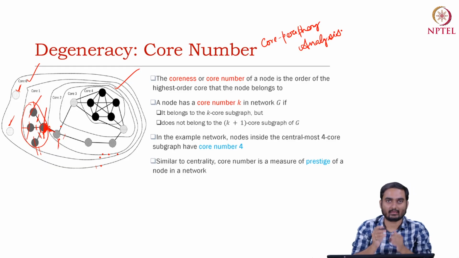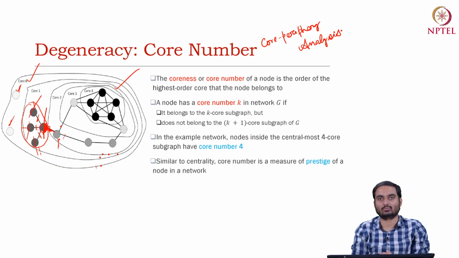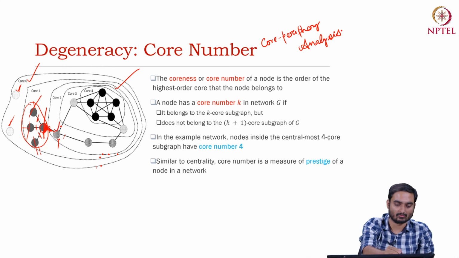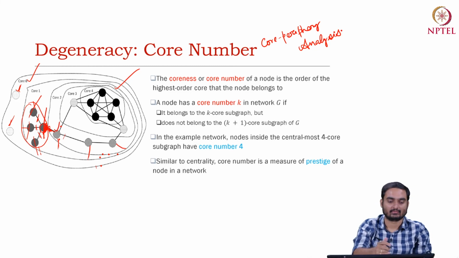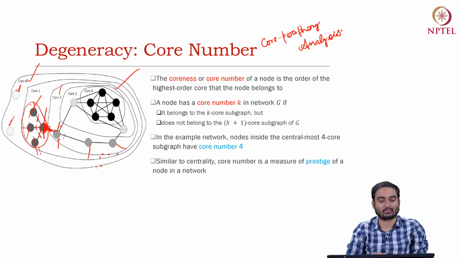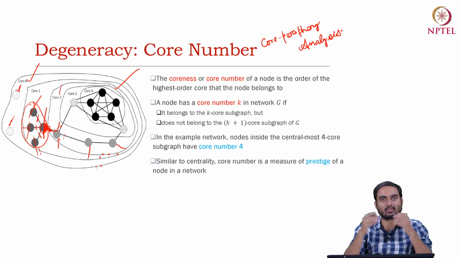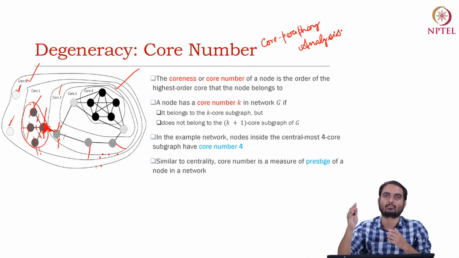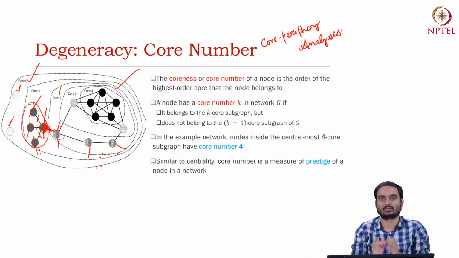Now you again keep on removing nodes with degree 2, right? So this node will be removed, this will be removed, this will be removed, and so on. That would constitute core 2. And you keep on removing nodes with higher degree, and you will see that after a certain point the network will vanish and stop there.